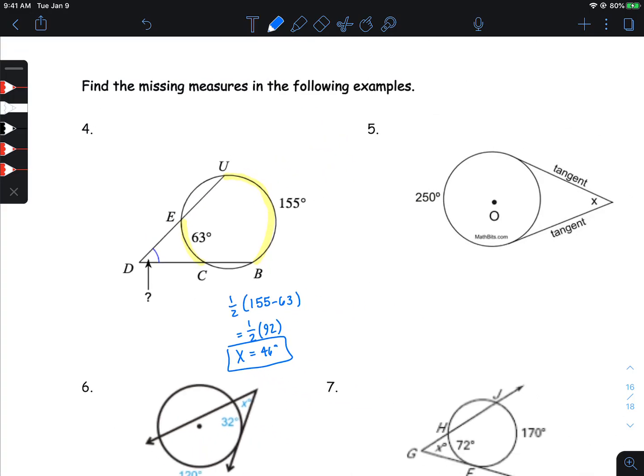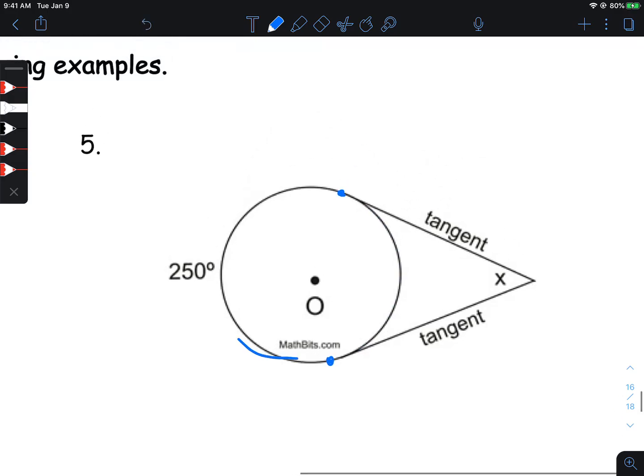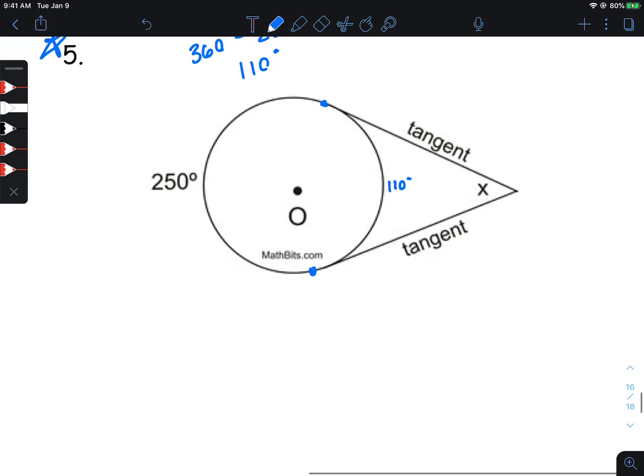Some people get a little bit stuck here on number 5, not figuring out where to go, because they really only give you one of the arcs. They gave us this big major arc here, 250 degrees. They did not tell us this small arc. But since there's only 2 arcs that we're dealing with, and we know that all of them need to add up to 360, we're going to start this one out, and I'd put a star next to it, by doing 360 minus 250. That's going to get us 110 degrees. So this minor arc is 110 degrees around the circle.